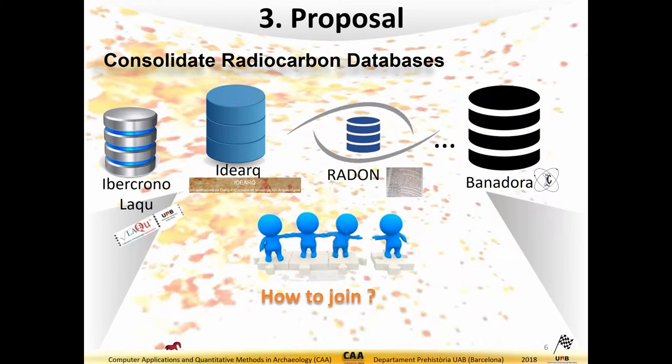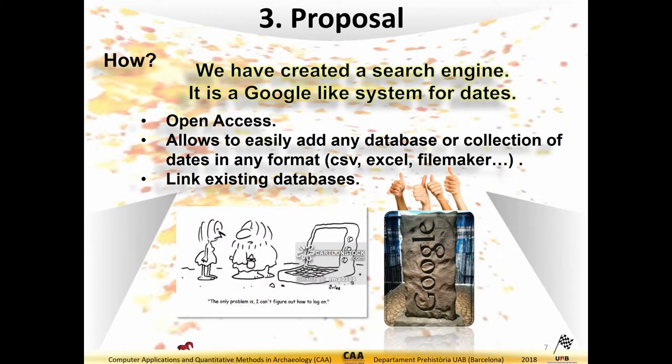So our proposal is mainly this. In computer science, this means a database. Some people say, what the heck is that? Okay, that means a database. The problem I have is spread databases: how can we join them? That's the main problem. So, as I told you in the beginning, we have created a Google-like tool. If you think in terms of Google, it will be easy for you to understand.